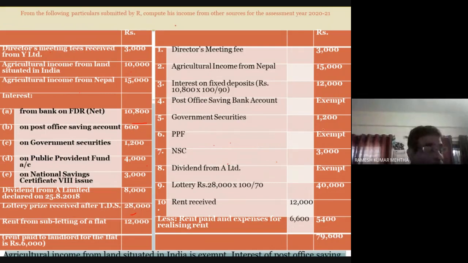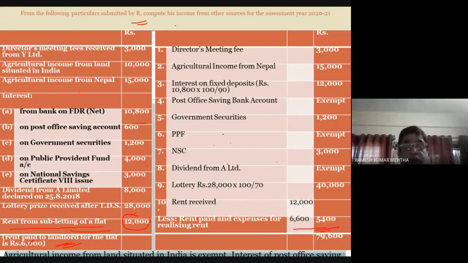The problem goes like this. This particular person has got a rent from subletting of a flat, on which he has paid to the landlord a rent of 6,000 rupees. So he has got an income from subletting of 12,000 rupees, and he has paid to the landlord 6,600 rupees, and eventually he made a profit of 5,400, which is income from other source.